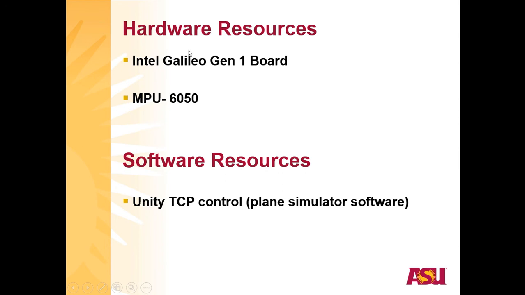For this assignment, you have been provided with the following hardware: Intel Galileo Gen 1 board and the MPU 6050, which is a 6-axis gyrometer and accelerometer. That means 3-axis gyrometer and 3-axis accelerometer. And we have been given Unity TCP control software to emulate the orientation of the gyrometer.